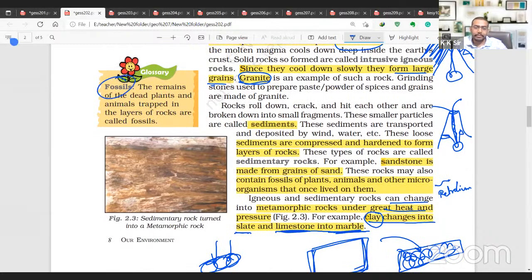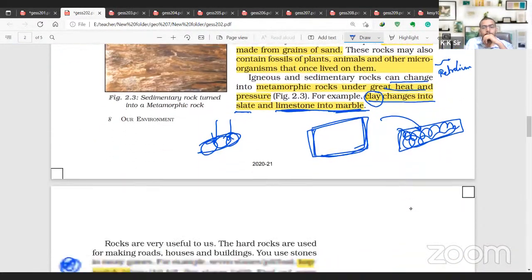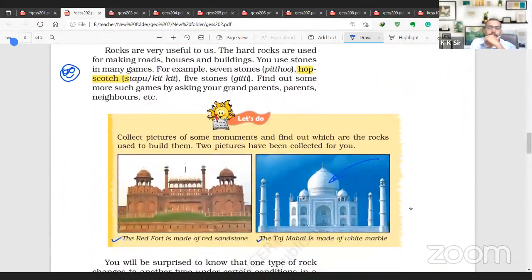Now fossils, I have already explained you how when sedimentary rocks में क्या होता है, fossils हो जाते हैं. जो dead plants and animals trapped in the rock layers is called fossils, and they are generally found in sedimentary rocks. So this is done.